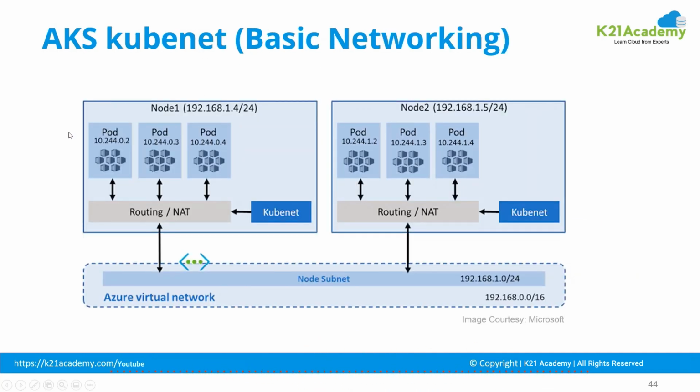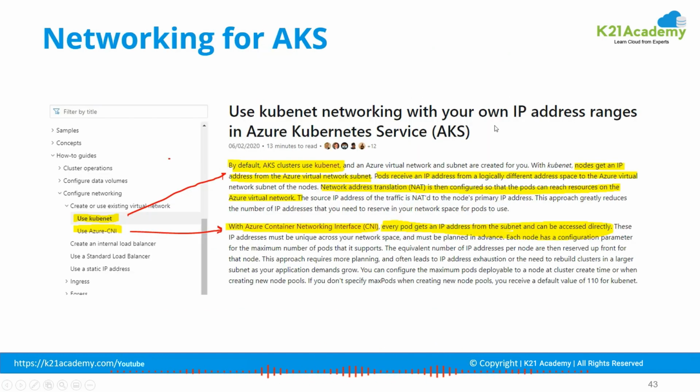In this definition, a node gets an IP address from the Azure virtual subnet. So this is a network. You define a virtual network, inside that you create a subnet, and the machines will get an IP address from this subnet. So that's what it says. Nodes get an IP address from the Azure virtual network subnet, and then pods receive an IP address from a logically different address space to the Azure virtual network. And these addresses are NATed so that pods can reach the resources on the Azure network.